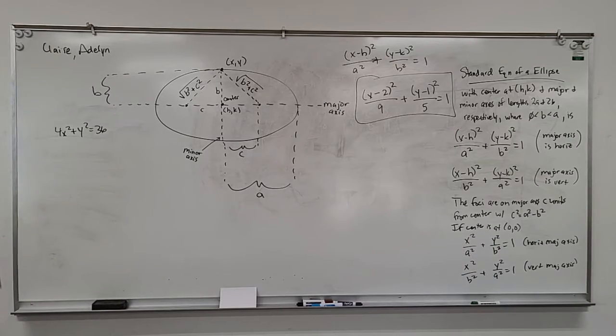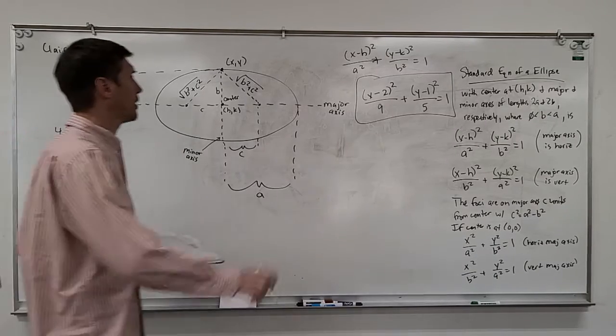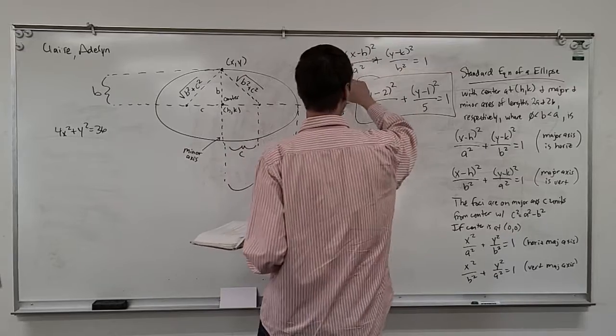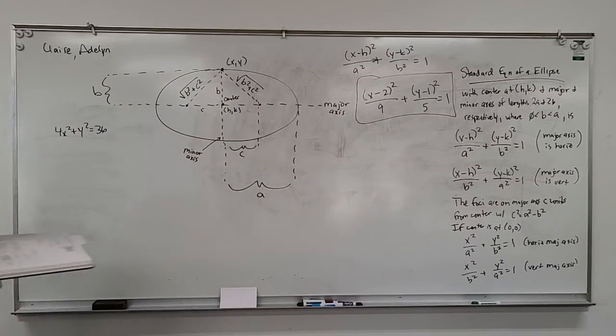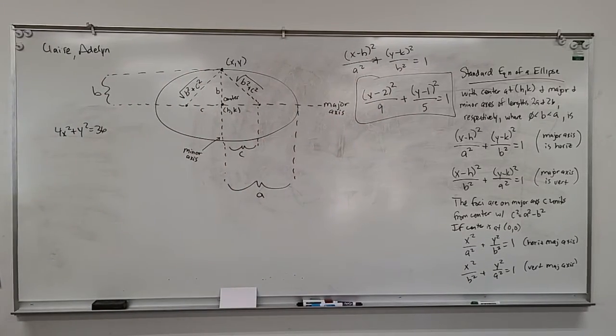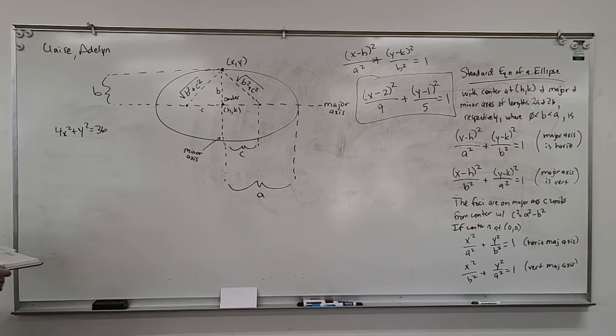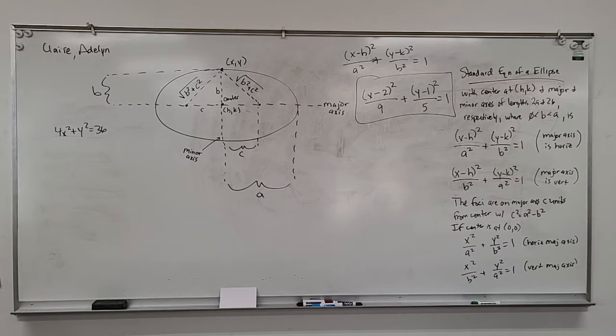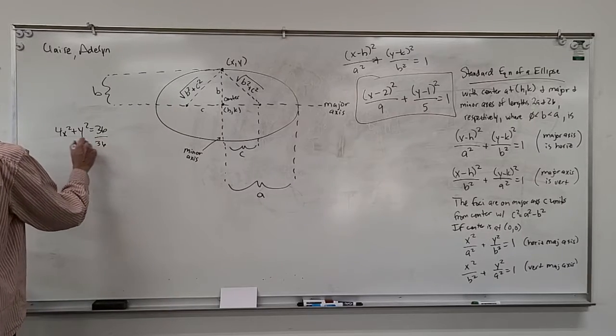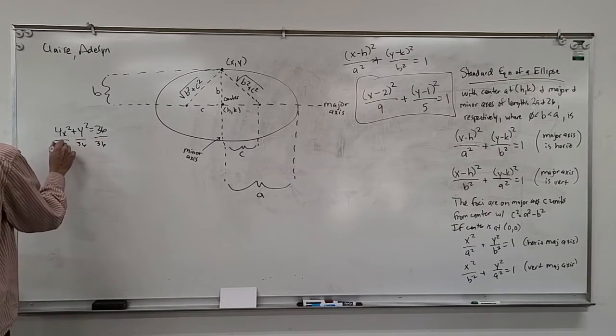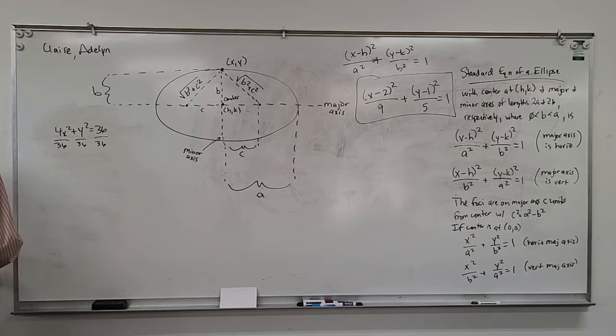So now, remember in our example here, we don't have any number in front of these guys, right? So we want to get rid of that 4 in the front there. What we want to do is make a 1. We've got to have a 1 over there on the right. So we need to divide everything by 36.